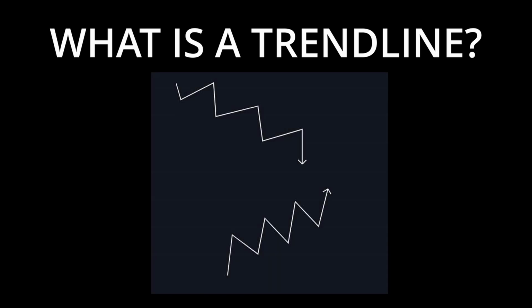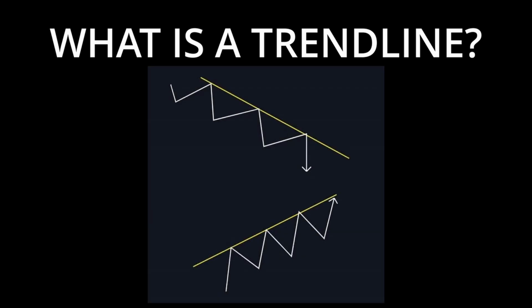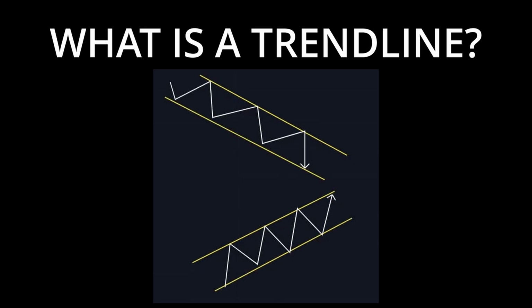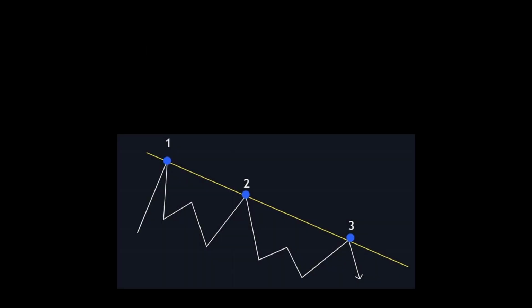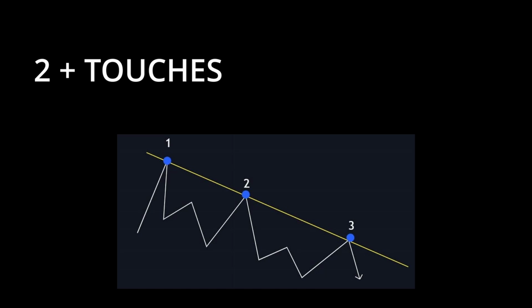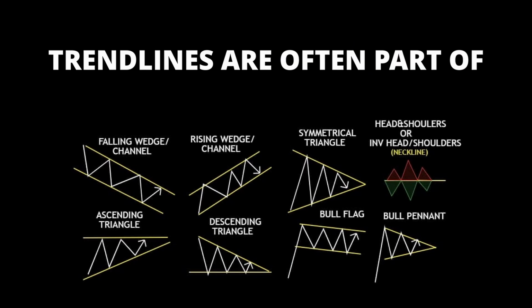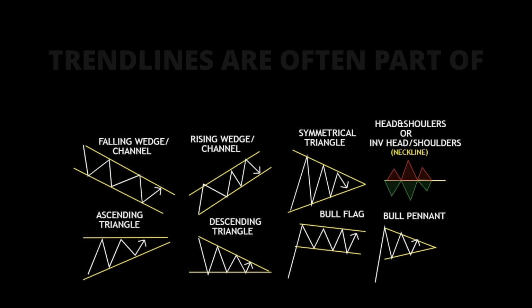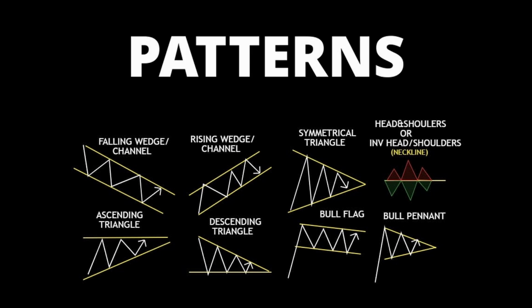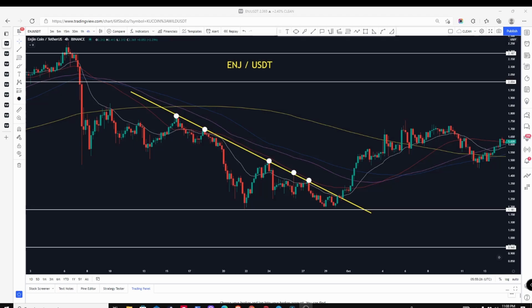A trend line is a line drawn over pivot highs or under pivot lows to show the prevailing direction of price. Keep in mind that just like support and resistance, you need 2 or more touches for a trend line to be valid. Also realize that trend lines are often part of a larger pattern, and this is one of the many ways we can use them to trade. Now let's dive in and show some examples of trend lines.